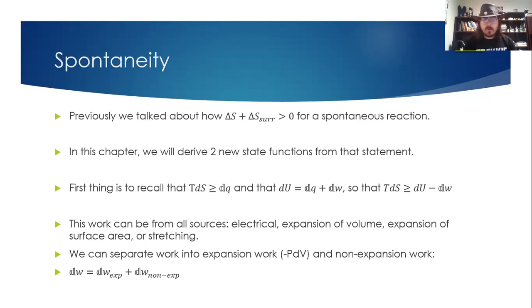So with that in mind, this work can be from any source. Electrical work is probably the most common. Expansion of volume, if we're dealing with gases. Expansion of surface area, like a bubble. Stretching, like a spring. But we can separate these works into 2 types: the expansion work, which is our P delta V, and the non-expansion work, which is like electrical work. So we can break down our differential of work into the 2 different types.